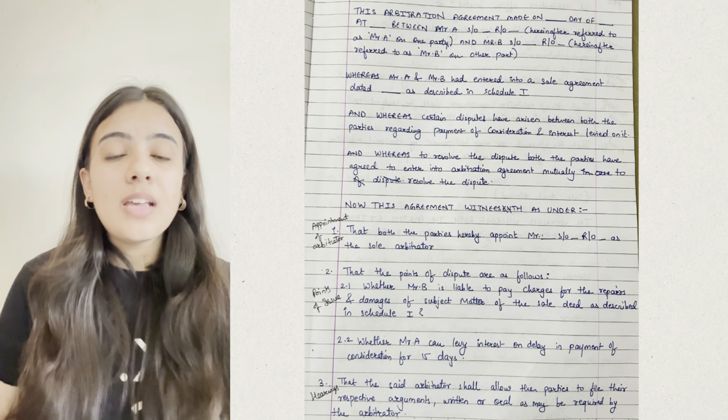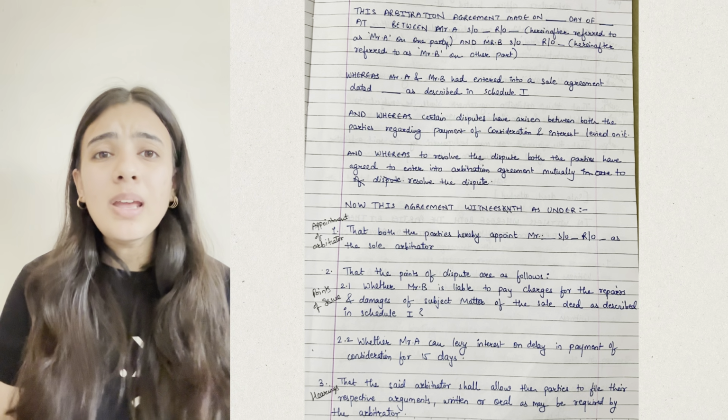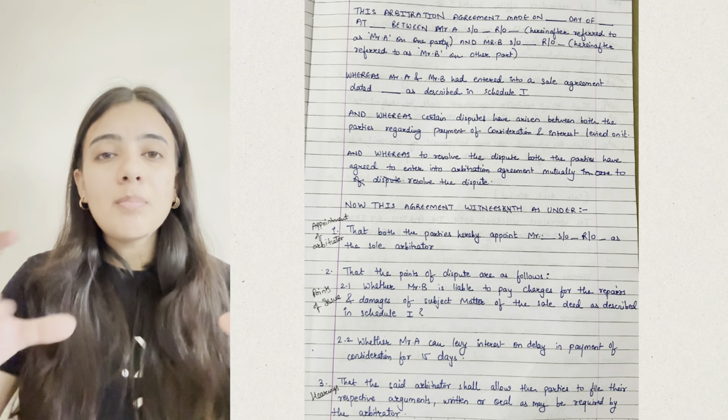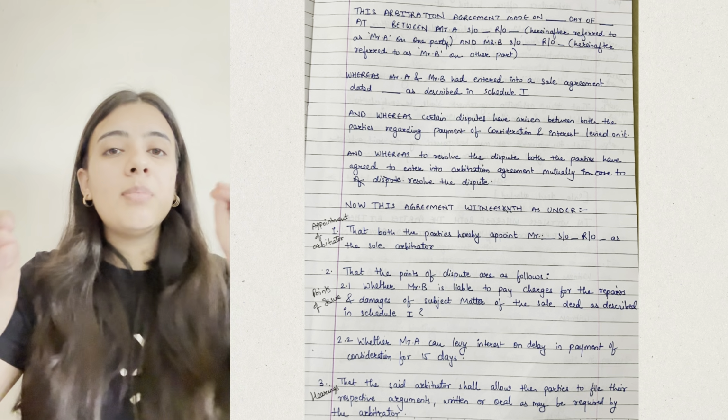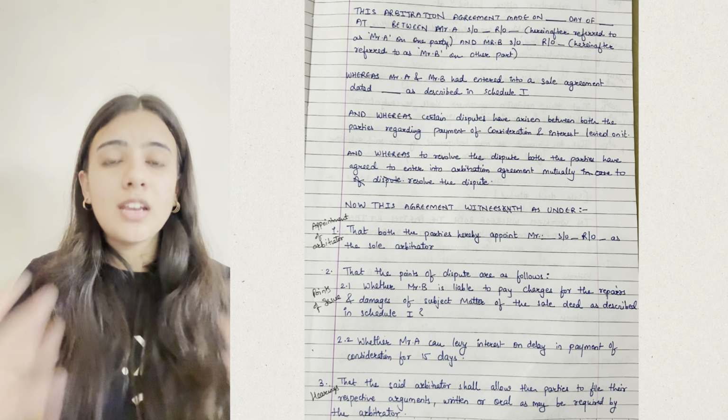And Mr. B, son of dash, resident of dash, in bracket hereinafter referred to as Mr. B, on other part. See, this is a very simple introduction: we are calling A just A and B just B. Comes the recitals. Mr. A and Mr. B has come into an agreement.